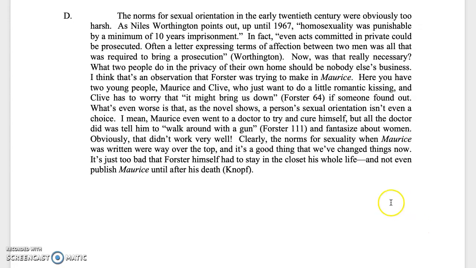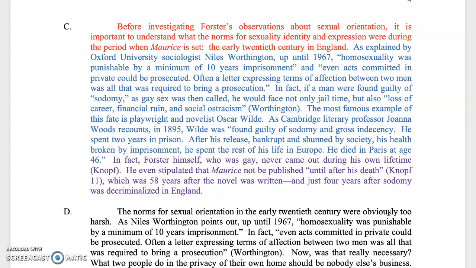Okay, so C is the good one here, and if you want to review how to structure a background paragraph, you can look at the video just prior to this one.